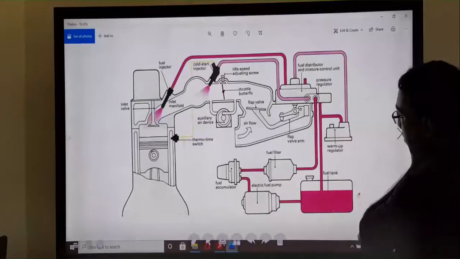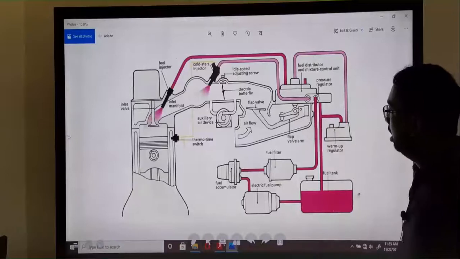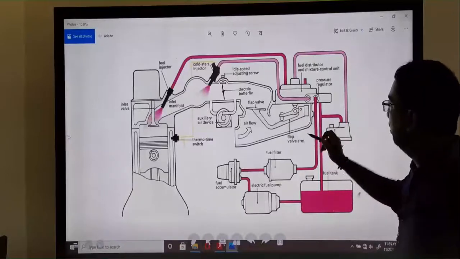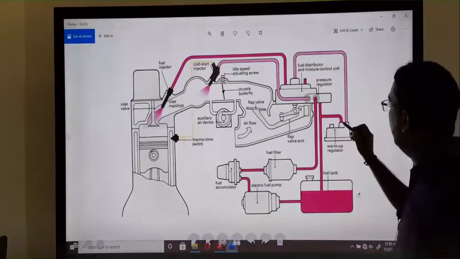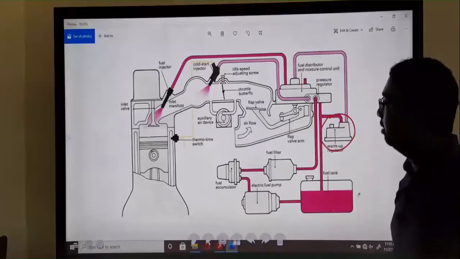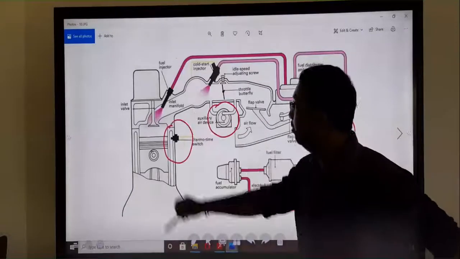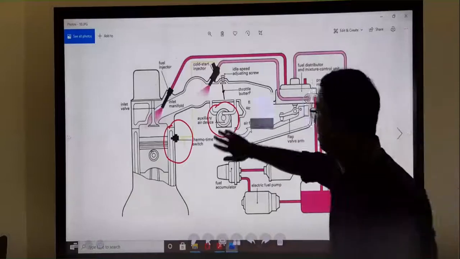And here you can see the new things. This is the accelerator pedal, because of this accelerator pedal we can get the sensor values. So there are three newer things: the warm up regulator, the auxiliary air device, and the thermo time switch. We study one by one.